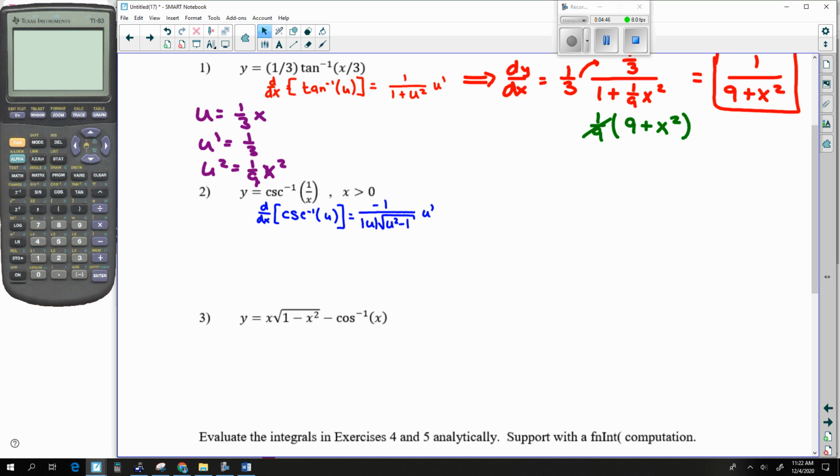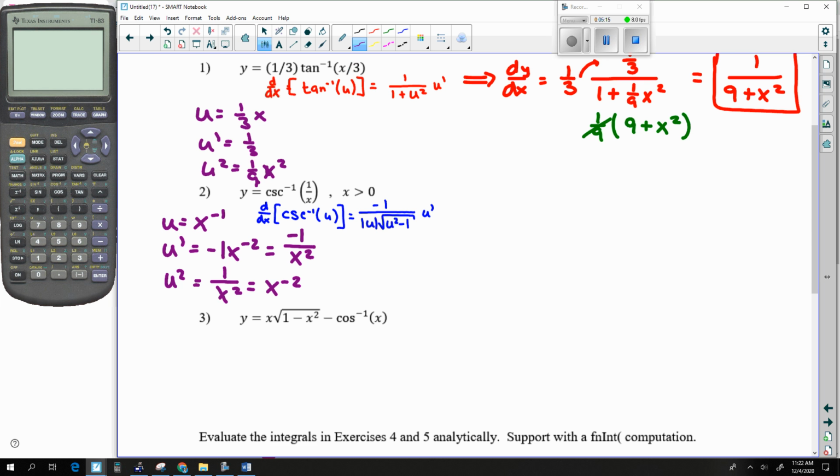Okay, let's see the pieces. So u in this situation is 1/x. That means u prime is going to be negative 1 times x to the negative 2, or aka negative 1 over x squared. And u squared is going to be 1 over x squared, or aka x to the negative 2. However you need to look at it, you have that ability.